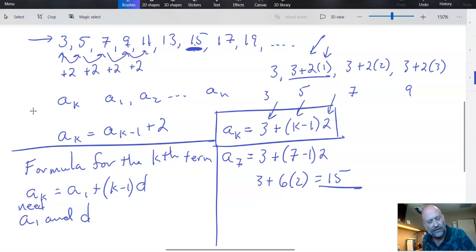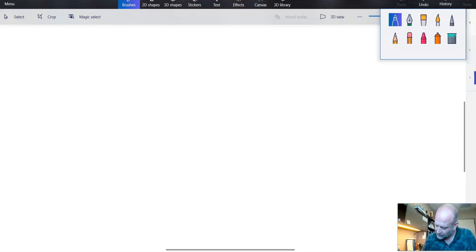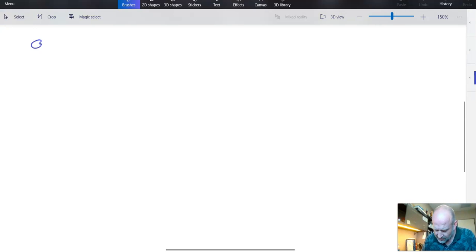Okay, so let's go ahead and take a look at this. One of the tasks, and I just want to make sure you understand what the tasks are here, is to determine an arithmetic sequence given some information. So one of those pieces of information, let's turn the pen on, is they give you A1.